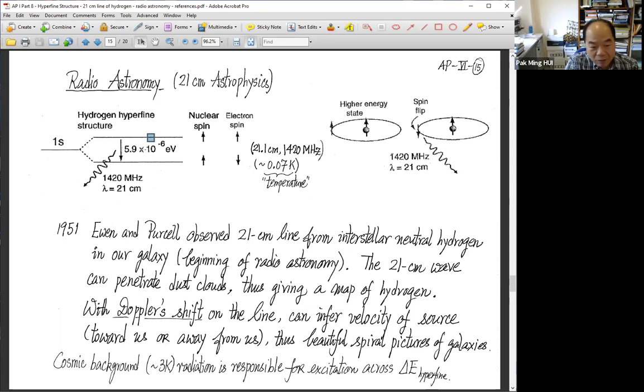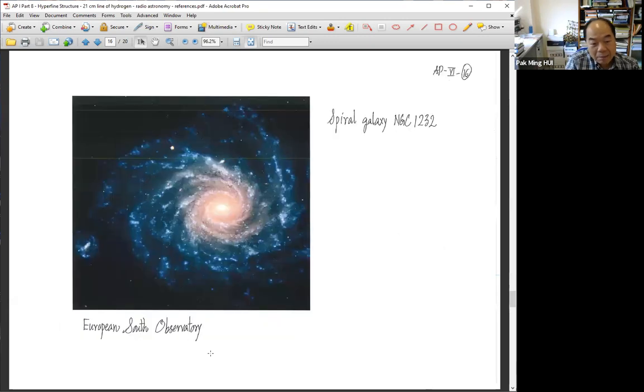Okay, and that is why the astrophysicists can survey the sky, look for this 21 centimeter line in different locations, especially around galaxies. And by the Doppler effect of this 21 centimeter line, we know that some is coming towards us, some of it is going away from us, thereby we can reconstruct beautiful pictures of this spiral galaxy. I took this picture from the European Observatory.